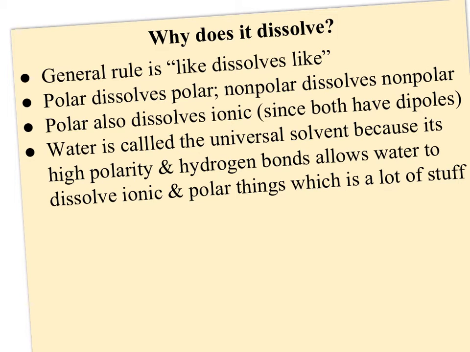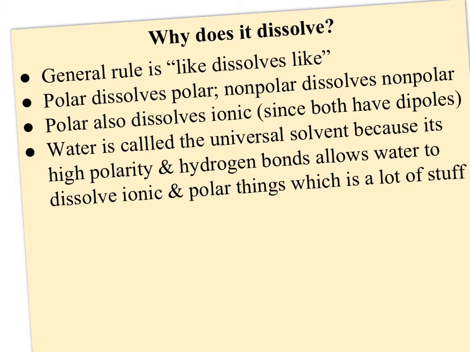The general rule is like dissolves like, and what chemists mean by that is that polar substances will tend to dissolve other polar substances, while nonpolar things dissolve other nonpolar things. Now, ionic compounds aren't covalent, so they're neither considered polar or nonpolar, but really ionic is an extreme polar. It's like a superpolar because the electrons have actually been transferred. So polar also dissolves ionic since they both have charges or dipoles.